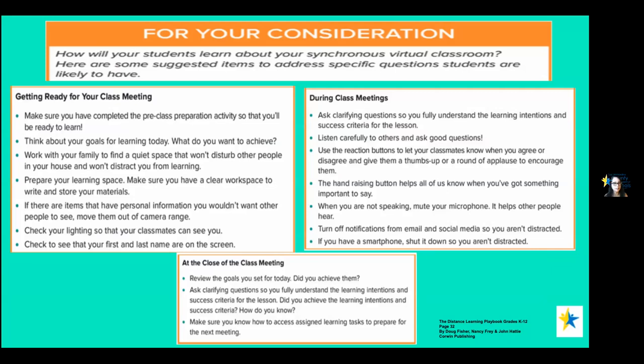These are lists that you can talk to your students about. Look at this first list, getting ready for your class meeting. It gives them very structured recommendations about choosing their workspace, talking with their family about having it quiet and not to be disturbed, making sure you have a light so that your classmates can see you. Little things like that make a big difference.